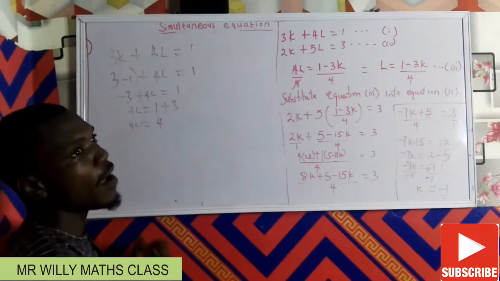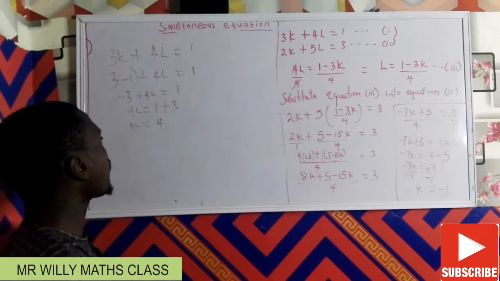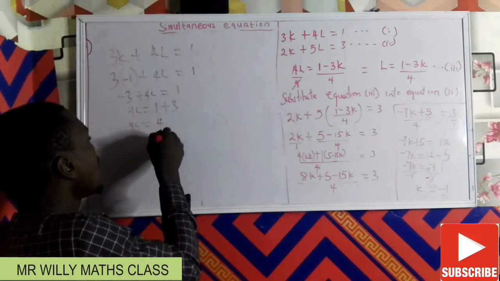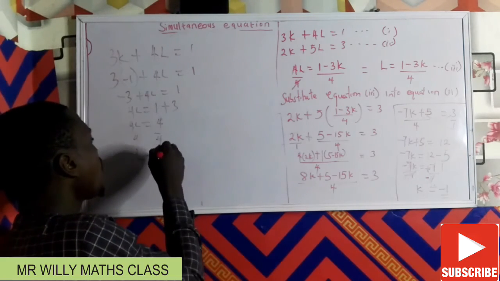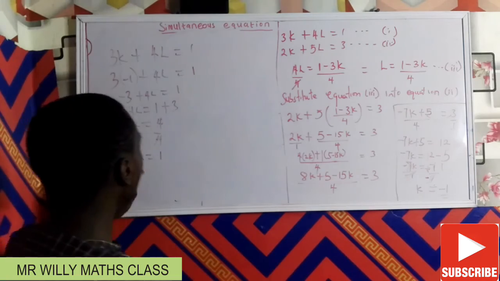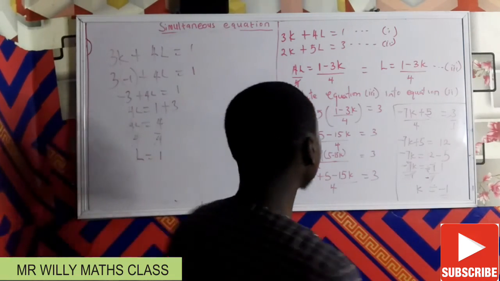So what's next? Divide both sides by the coefficient of L, which is 4. So 4 will cancel 4. 4 in 4, 1. So our L is 1. K is minus 1. What's the next thing?